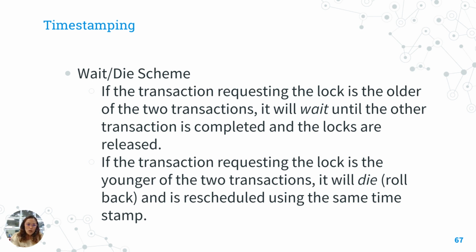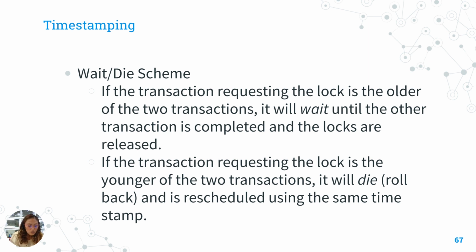So meaning transaction 1 is older than transaction 2. Now transaction 1 requested data A and transaction 2 also requested data A. Since transaction 1 is older, it will wait for the previous transaction to finish so that transaction 1 can acquire the lock for data A. And transaction 2 will wait for transaction 1 to finish its execution on data A, so that the lock from transaction 1 will be released and transaction 2 can then acquire the lock for data A.